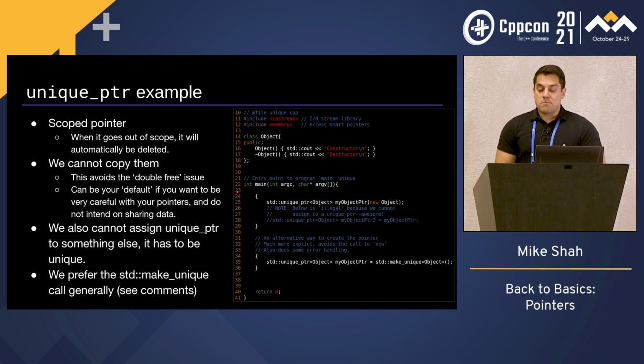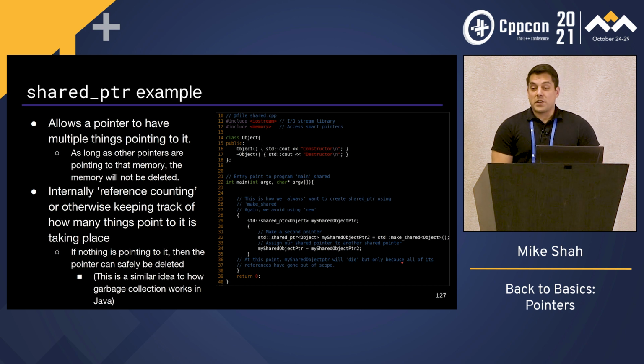And this can be your sort of default go-to, just to make sure that you're really safe with your pointers, because again, it's going to take care of deleting the memory on its own. And we also cannot assign a unique pointer to something else. It has to be unique. And just another syntax note on style or tips that I've picked up: at places that I've worked, from lines 34 to 36, we tend to prefer using std::make_unique for our object, rather than having to explicitly call new.